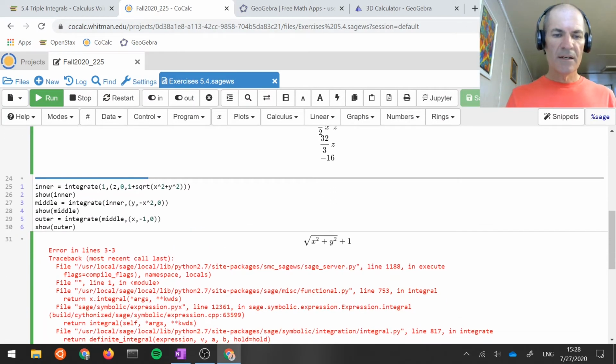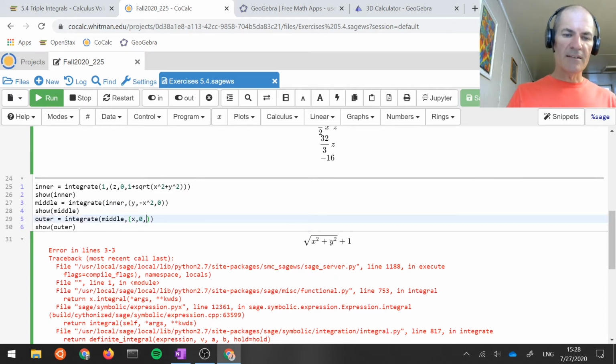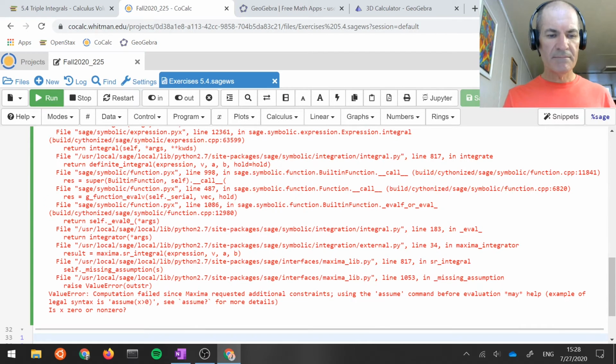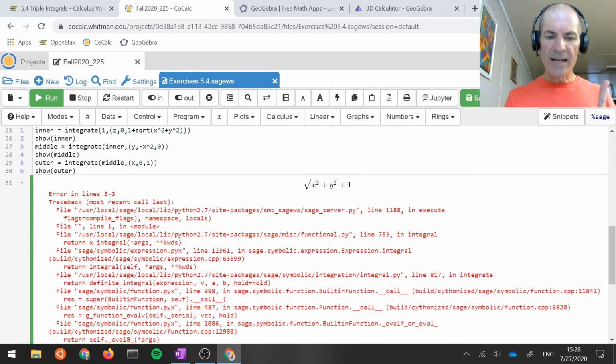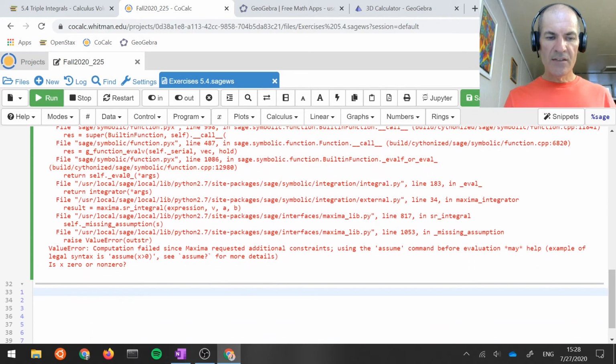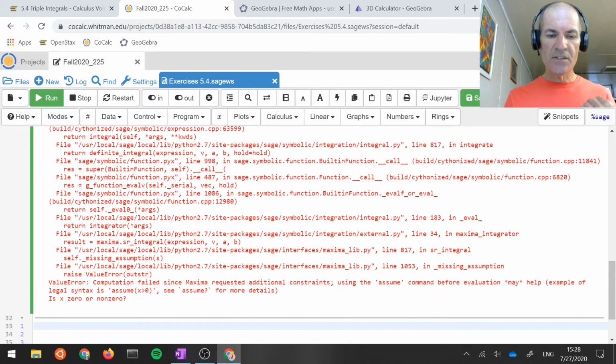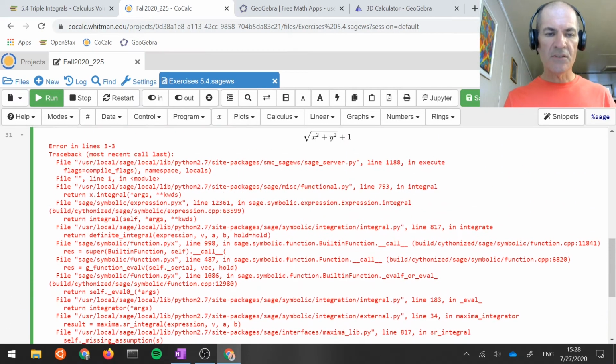Yes, there we go. That I can actually keep x positive and get the same answer. So let's try that. It's still not happy, right? Is x 0 or non-zero? It's still not happy. It's wanting me to make this assumption.